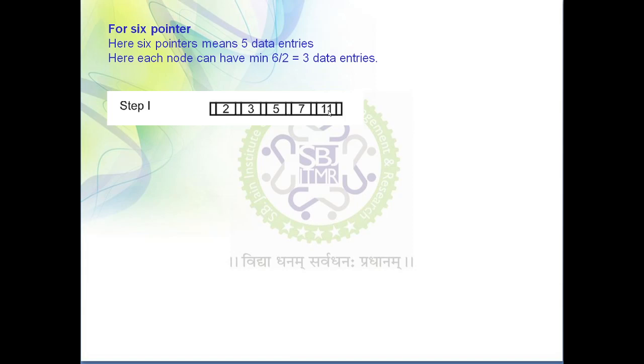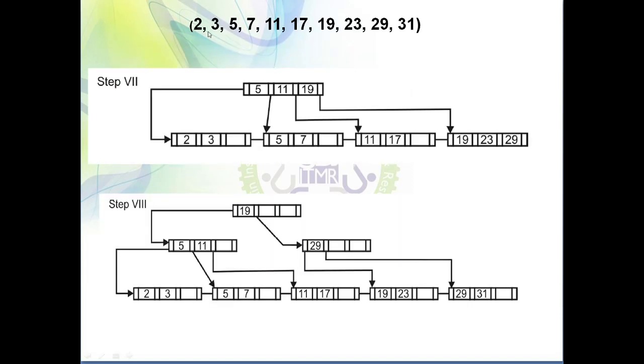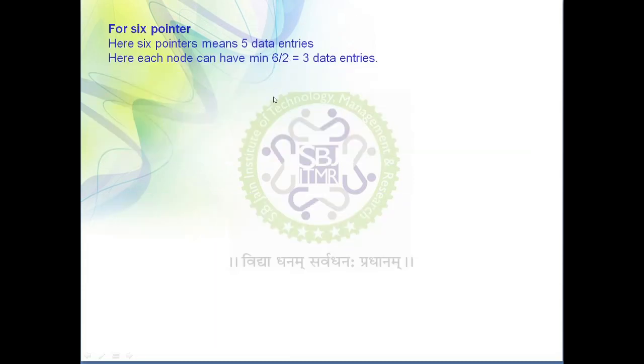How many maximum values can it hold? N minus 1, that is 5. 1, 2, 3, 4, 5. I can hold 5 values. So what I have done is put all these values over here: 2, 3, 5, 7. Just hold on. These are the values 2, 3, 5, 7. After that, what will be the value?